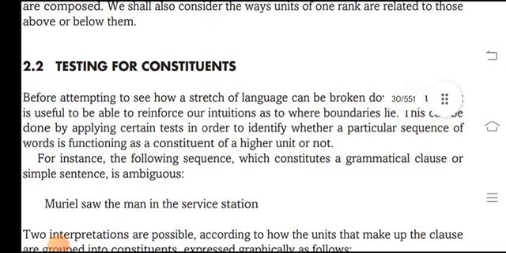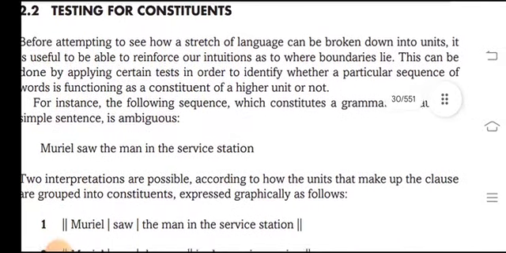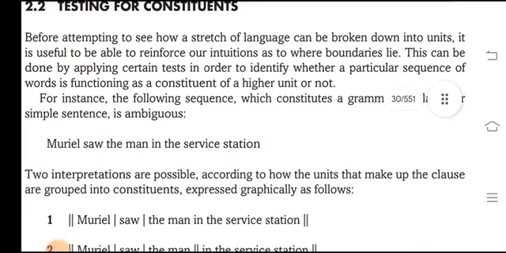the structure of language can be broken down into units. It is useful to reinforce our intuitions as to where boundaries lie, and this can be done by applying certain tests in order to identify whether a particular sequence of words is functioning as a constituent of a higher unit or not.